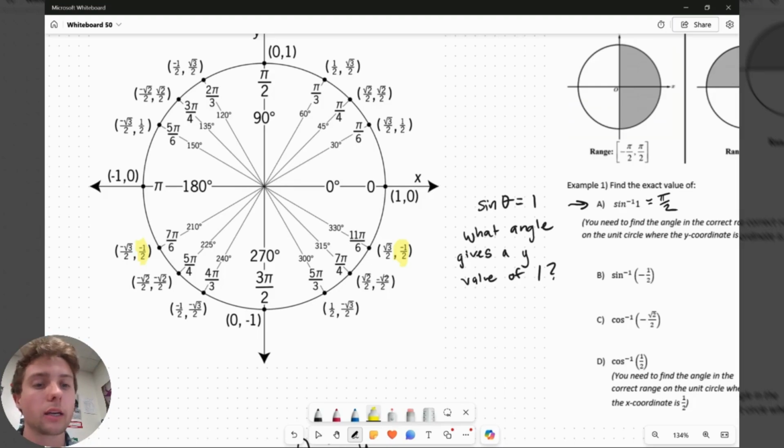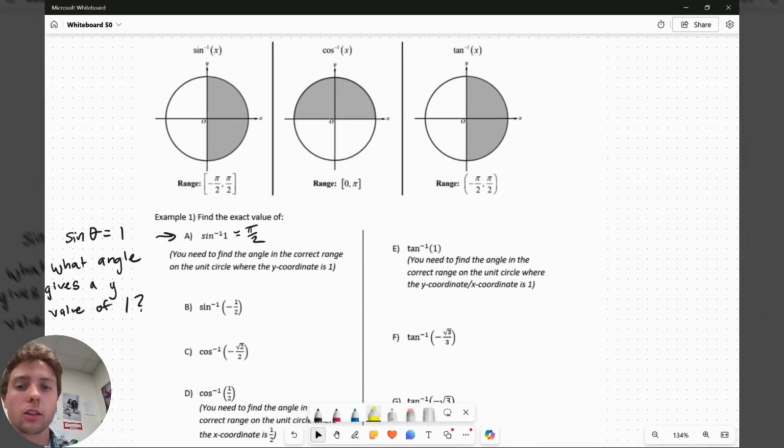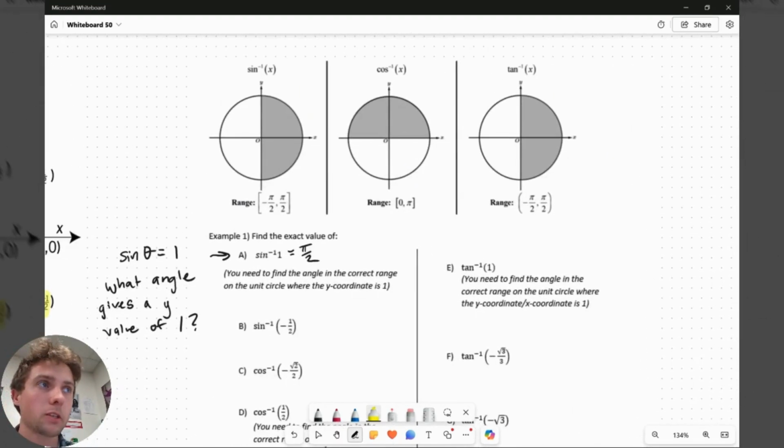But when you talk about inverse functions, sometimes you use all of these angles, sometimes you don't. What we are doing right now is we are restricting the range of these values. So I'm not looking between this entire unit circle. I'm only looking at specific parts depending on sine, cosine, or tangent. For sine, I am only using the first quadrant and the fourth quadrant to evaluate these. Cosine, we're using quadrant 1 and 2, and tangent, we are using quadrant 1 and 4.